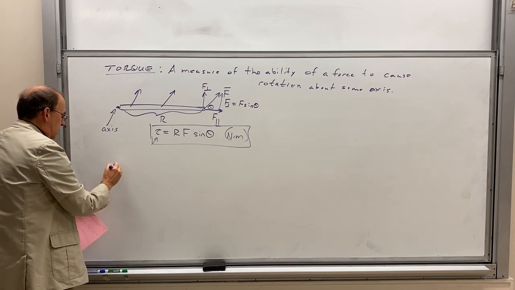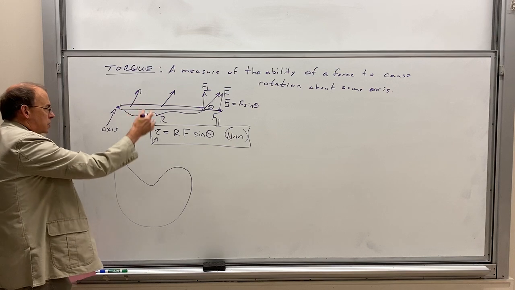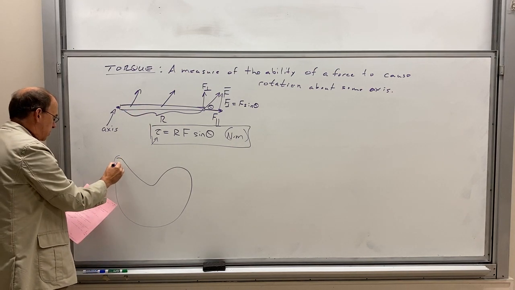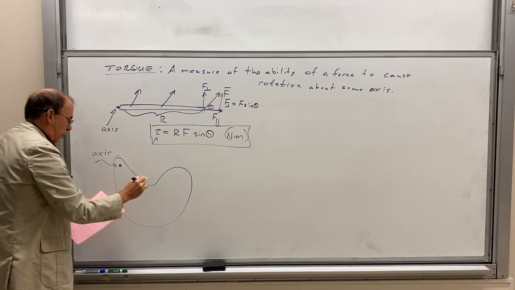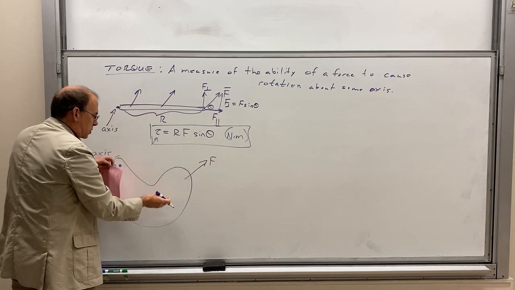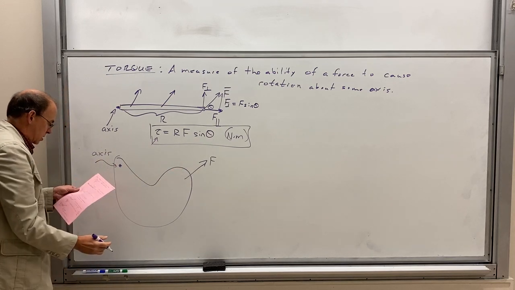So let me show you another way of thinking about this. So not all objects are as easy to think about as this door. So here's this weird shaped object. I'm going to put an axis here, and I'm going to apply a force over here, which will tend to rotate this jelly bean type object around this axis.